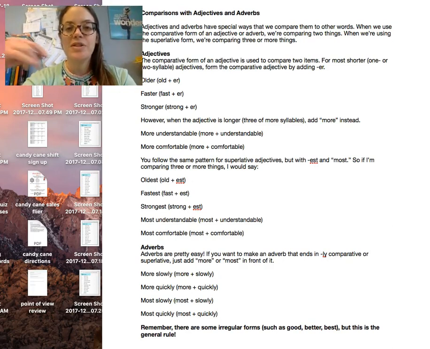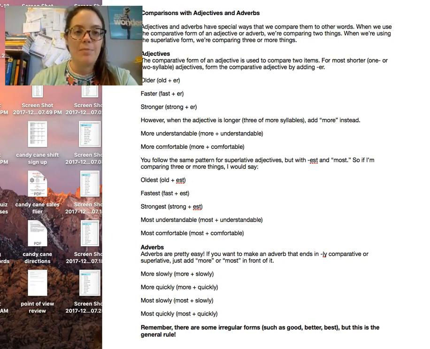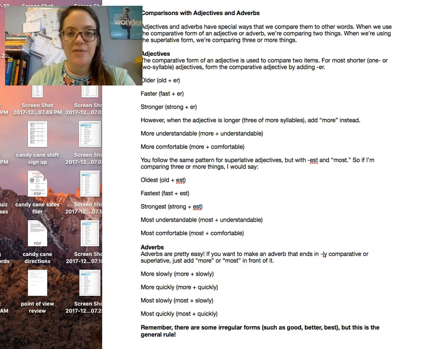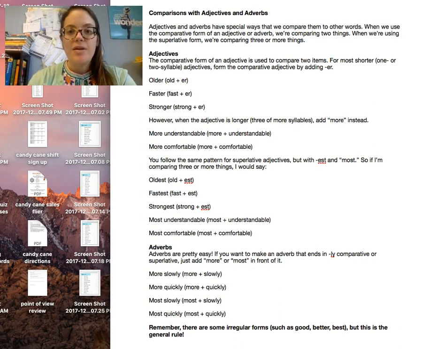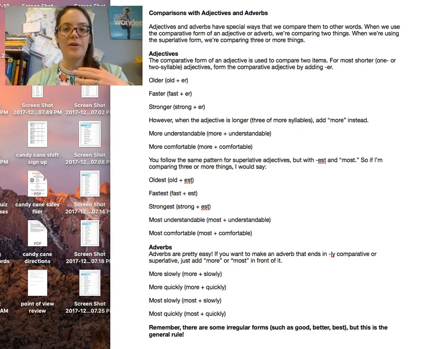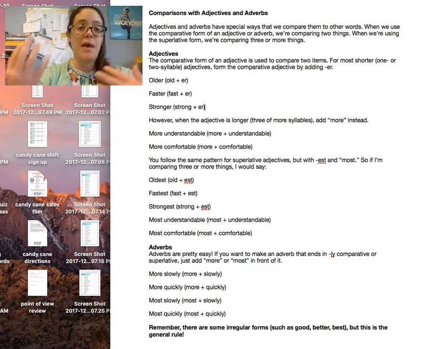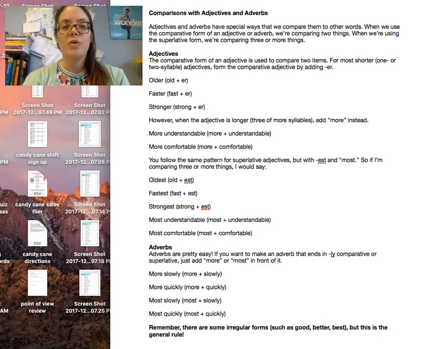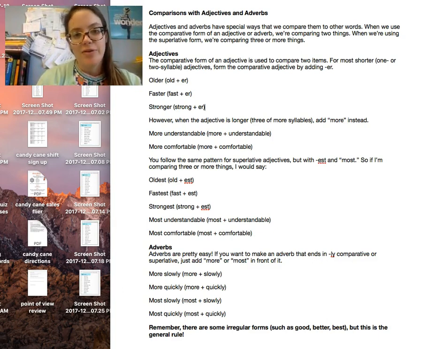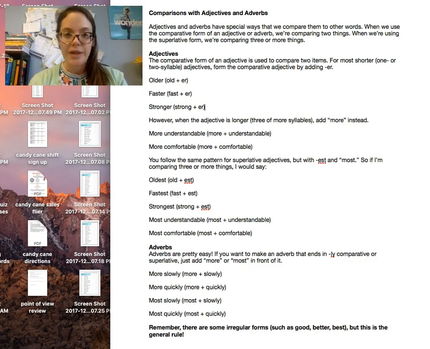Hey guys, so today we're going to talk about comparisons with adjectives and adverbs, okay? Adjectives and adverbs have special ways that we compare them to other words, or that we use them to make other words compared to each other. For example, I might say that someone is faster than someone else, or someone is moving more slowly than someone else. There, I'm using adjectives and adverbs to compare.